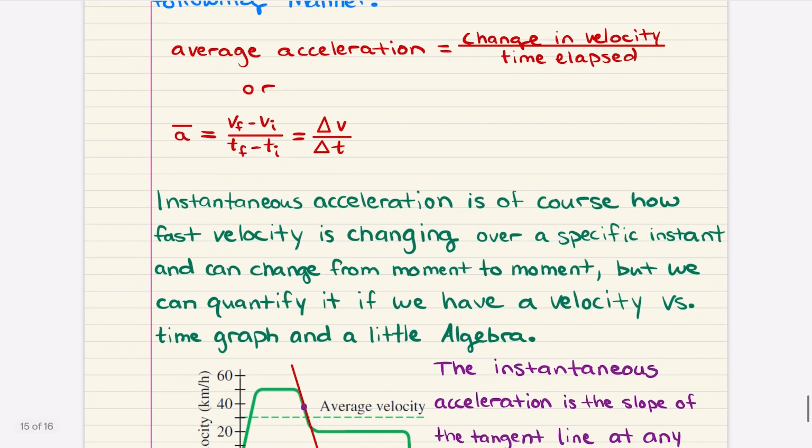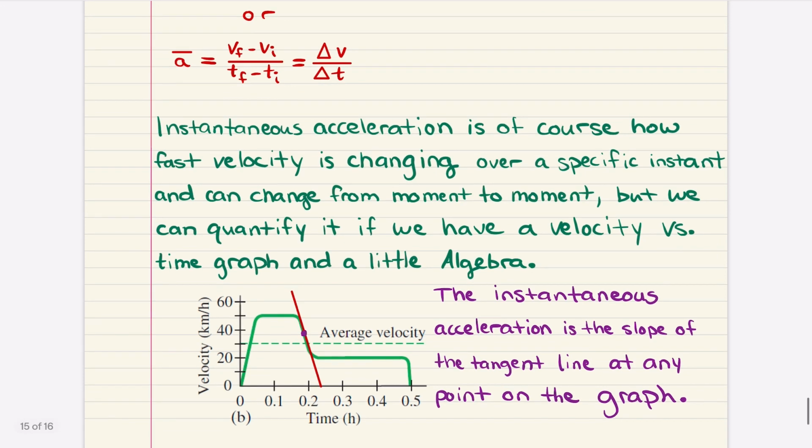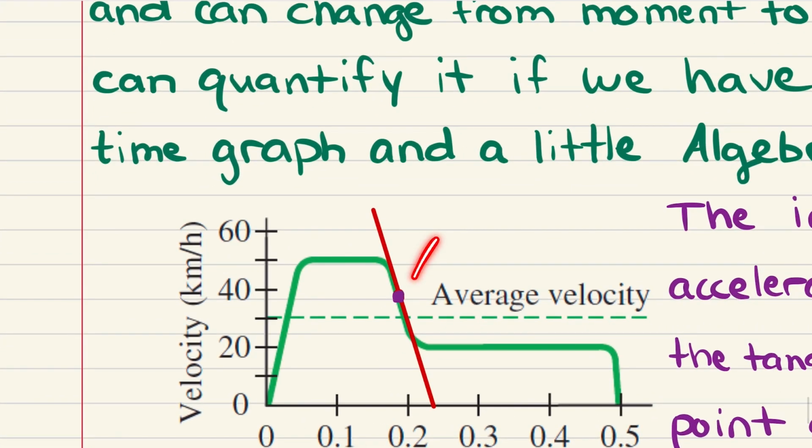Now, we can also have instantaneous acceleration, of course, and this is how fast the velocity is changing over a specific instant. Instantaneous acceleration can be changing from moment to moment, but we can quantify it if we have a velocity versus time graph with some data on it. If we had the same velocity versus time graph that we were dealing with on the previous page, then we could always find the instantaneous acceleration at any point on this graph. If we were to identify some point and draw a tangent line to that point.